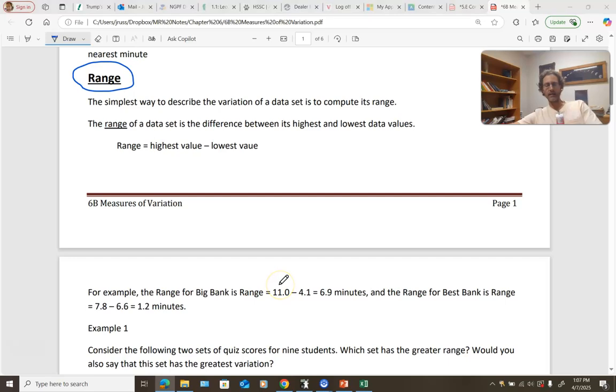So for Big Bank, it had more variation, remember. The range would be the longest wait time was 11 minutes and the shortest was 4.1, so this gives us a range of almost 7 minutes. And then the range for Best Bank, remember, it's the one that had less variation. The longest wait time was 7.8 minutes, and the shortest was 6.6, and that gives us a range of 1.2 minutes. So these two values right here, in a sense, quantify the difference in variation of these two data sets. Okay, you can see at Big Bank, the data has a much larger spread.